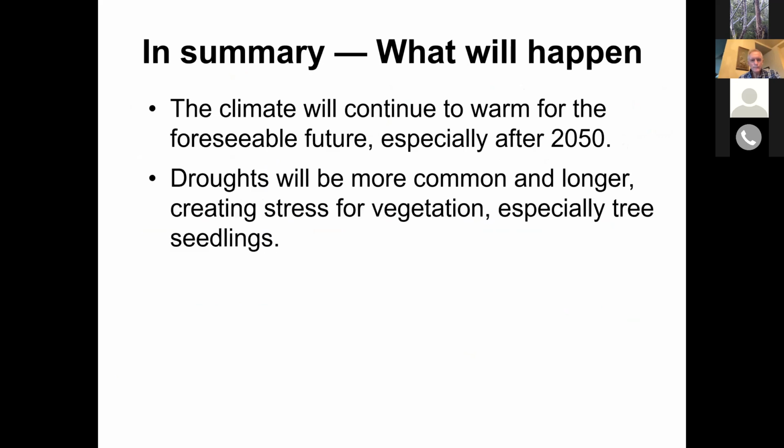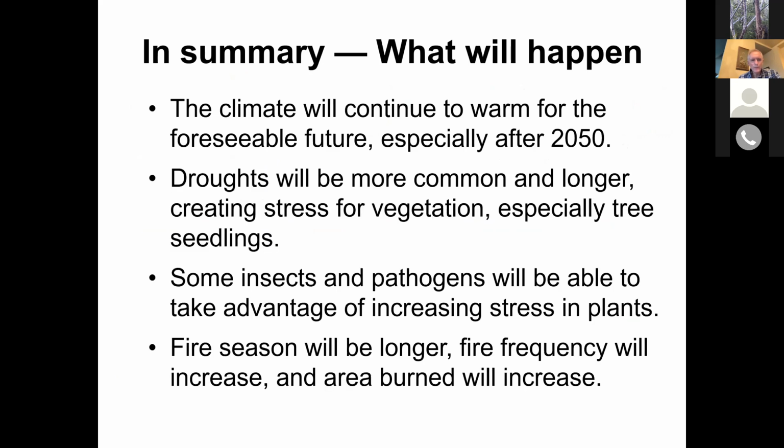So we will wrap up here. Here's things we expect are going to happen in the future. It's going to keep getting warmer. If we don't do something to bring down carbon dioxide emissions very quickly, it will get warmer faster after 2050.